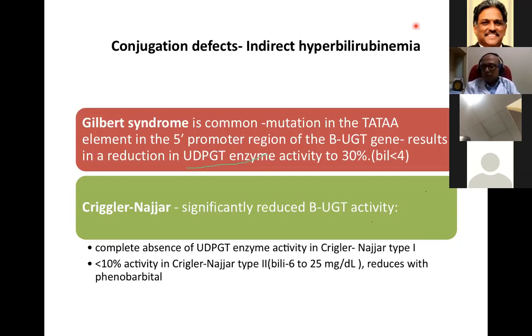I think it's important to identify this condition, because by identifying it, you'll be saving the patient from a lot of unnecessary investigation. The other conjugation defect, which is indirect and inherited, is the Crigler-Najjar syndromes, where there is a complete absence of UDP glucuronidase transferase in type 1, which is the more severe type, associated with neonatal jaundice and kernicterus. Type 2 will have some activity, maybe less than 10%, but it's more severe than Gilbert's. The bilirubin level is about 6 to 25, and again it fluctuates with intercurrent illness.